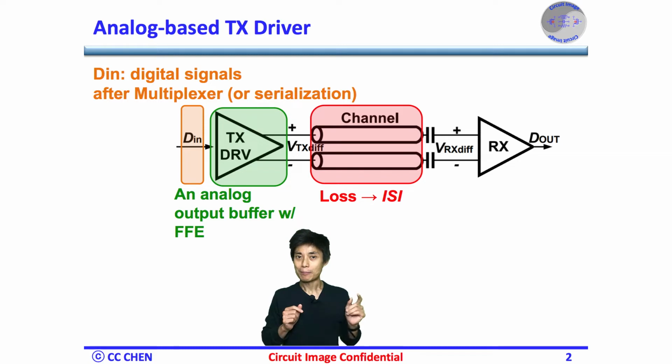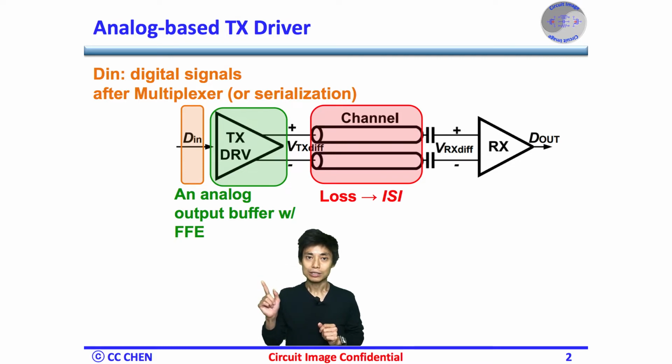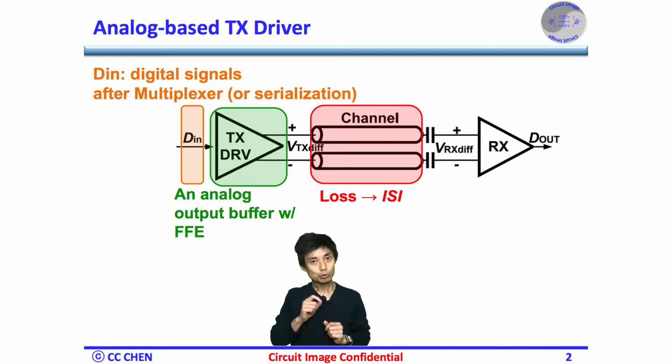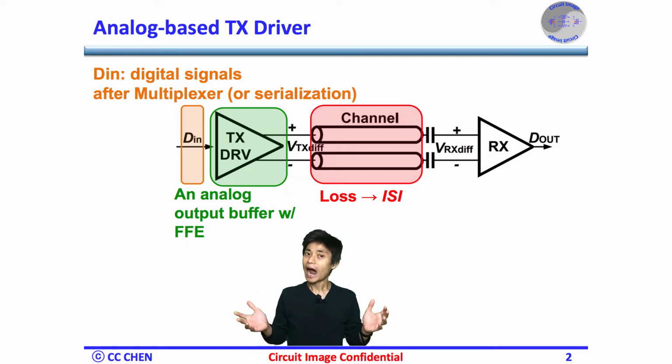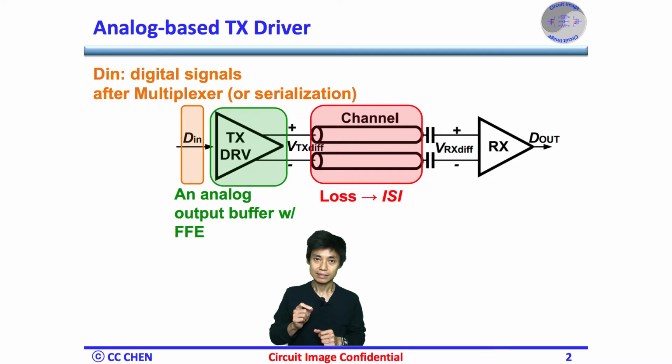Our purpose here is to clarify the TX driver topology based on the TX system arrangement and its corresponding advantages and impairments. In the analog-based TX driver, the digital signal after serialization, parallel to serial, drives the analog TX driver directly. If there is no FFE, equalization, or data modulation, there's no difference between it and others, such as the digital to analog converter, DAC-based TX, or segmented-based TX.